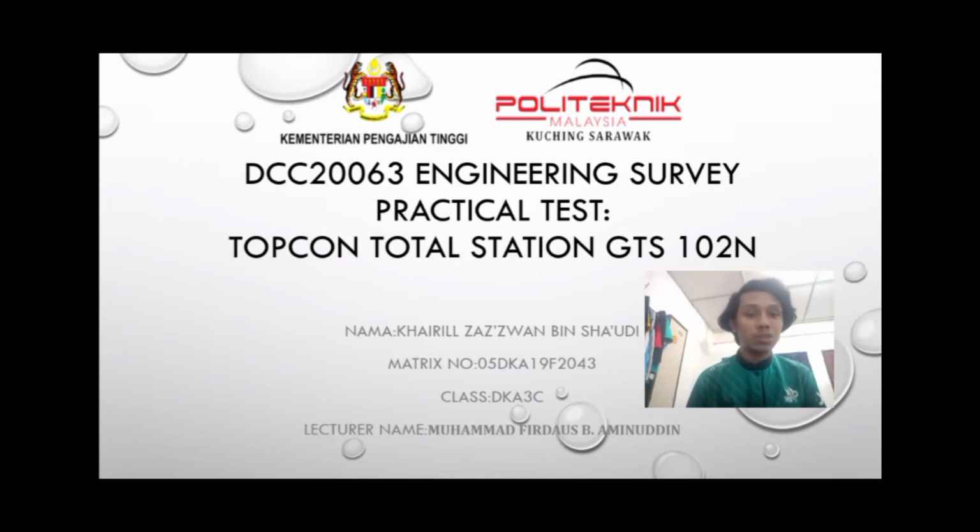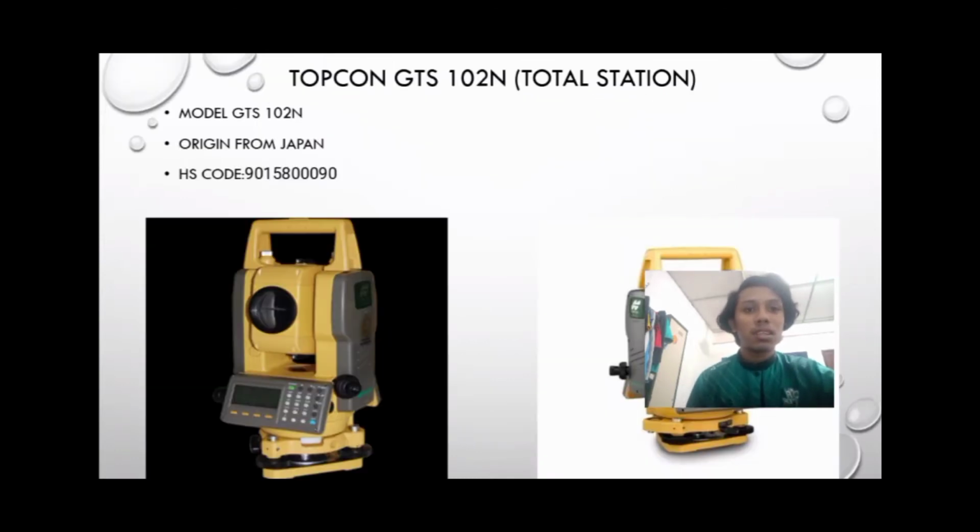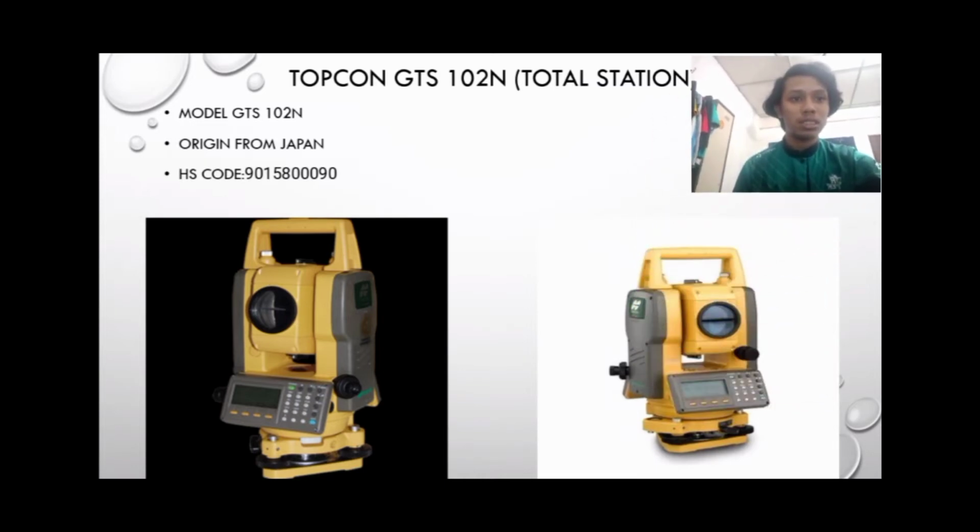For the DCC 20063 Engineering Survey practical test, I will introduce one of my chosen total stations, which is the Topcon GTS-102N total station. This total station is originally from Japan and its HS code is 9015800090. This is what the total station looks like.